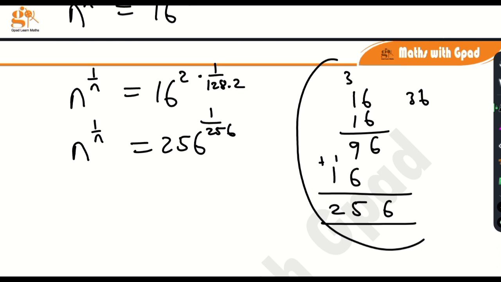So see, you can compare in every way, at the base level, even at the root level, we can compare. So we conclude by saying that therefore the value of n is equal to 256.